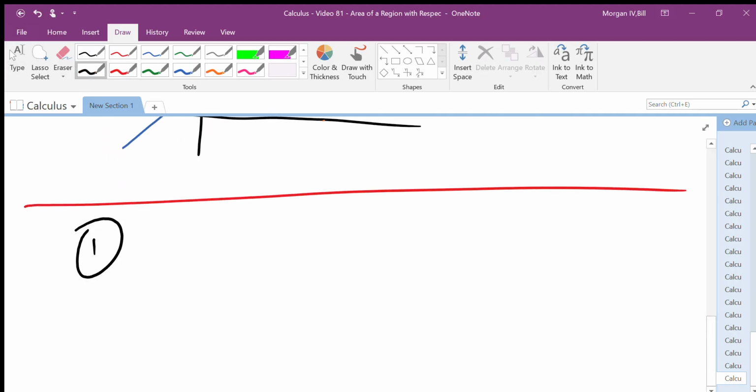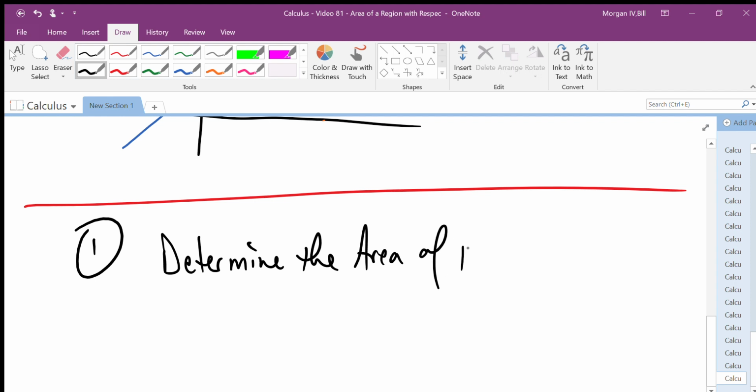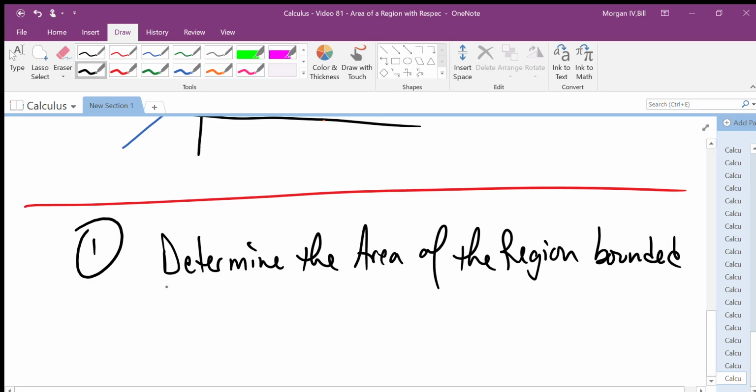For example, let's say we have: determine the area of the region bounded by, and we have a couple of curves, bounded by x equals y squared minus 2, that's a curve, and x equals 4 plus y.